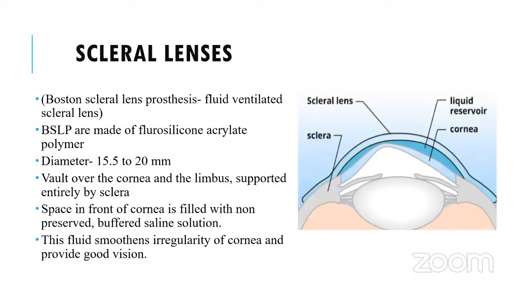Scleral lenses. Boston scleral lens prosthesis or a fluid ventilated scleral lens. BSLP are made up of fluoro silicon acrylate polymer. Diameter is 15.5 to 20 mm. It vaults over the cornea and the limbus and is supported entirely by the sclera. Space in front of the cornea is filled with a non-preserved buffered saline solution. This fluid smoothens the irregularity of the cornea and provides good vision.